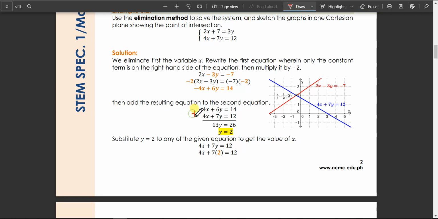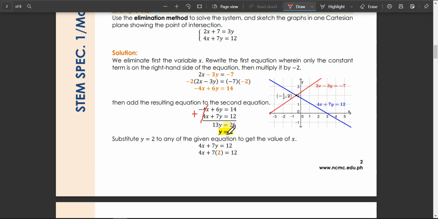Okay, we are going to add this. Negative 4x plus positive 4x is equal to 0. So this will be cancelled out. 6y plus 7y is equal to 13y. The next is 14 plus 12, that is equal to 26. So dividing both sides of our equation by 13, then we get y is equal to 2.